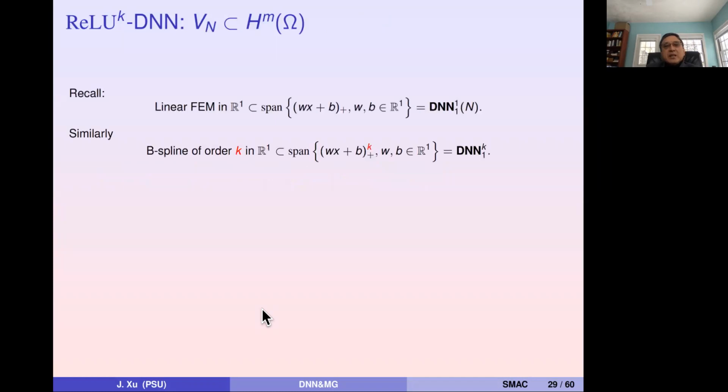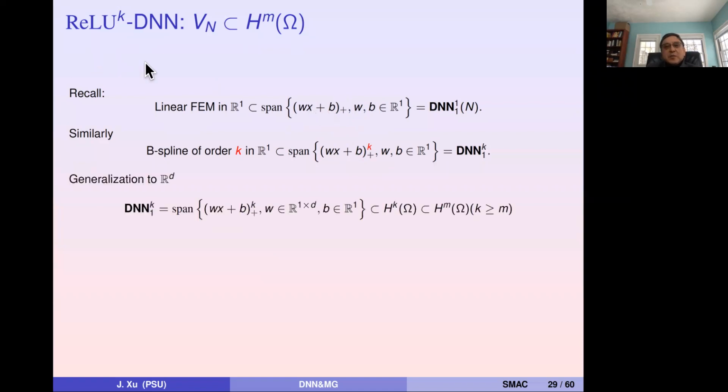But you can actually replace it by raising the power of k, for example. Instead of a piecewise linear function, I raise the ReLU to the power of k. I call it ReLU to the k's power. If you put them together, you can generalize very easily. The interesting thing is that if you raise the power of k, you get a piecewise polynomial of degree k. That's also a kind of finite element.